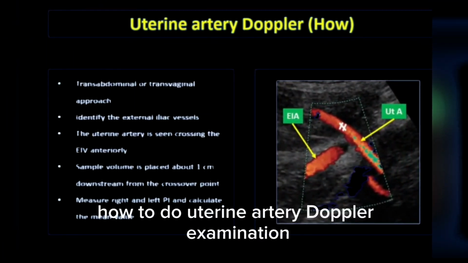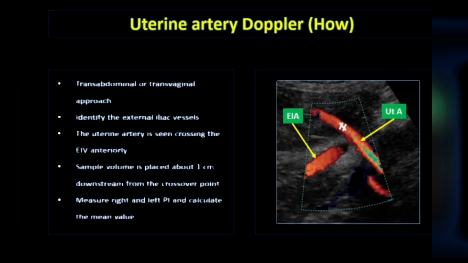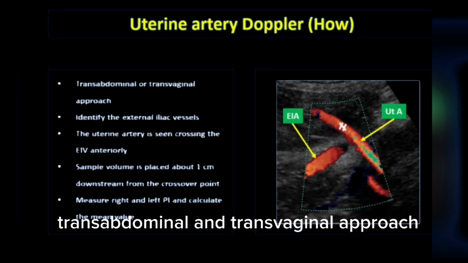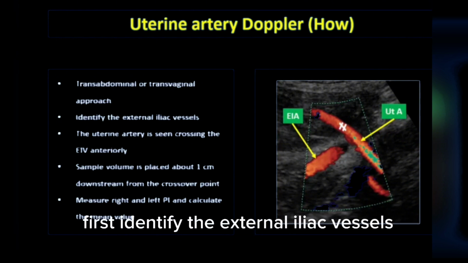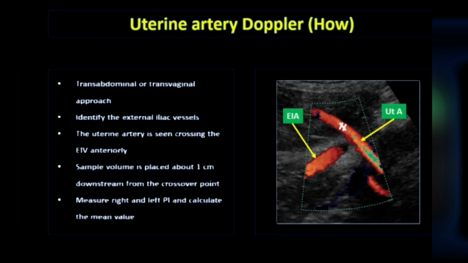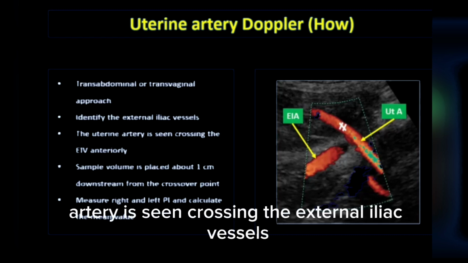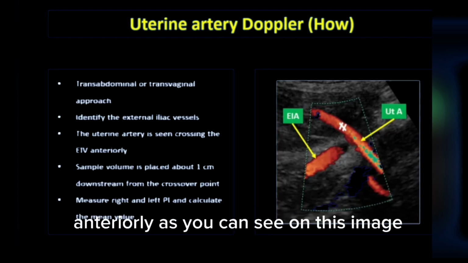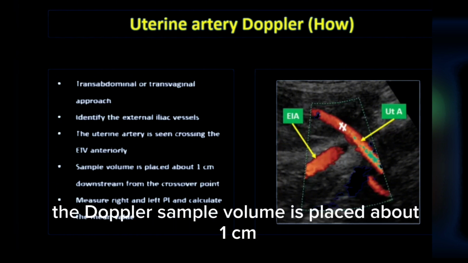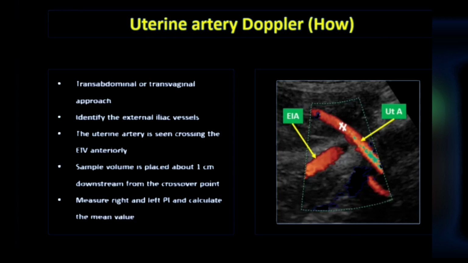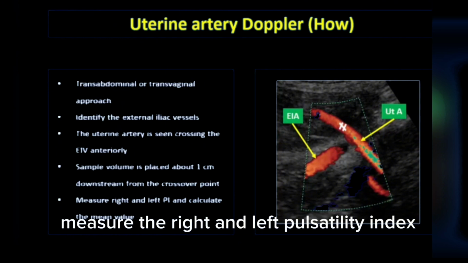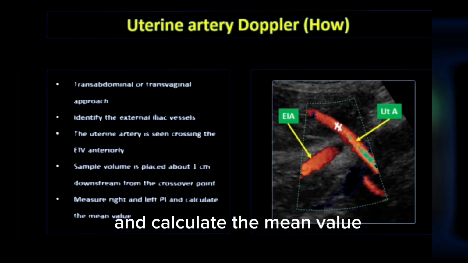How to do a uterine artery Doppler examination? There are two approaches: transabdominal and transvaginal. In the transabdominal approach, first identify the external iliac vessels. The uterine artery is seen crossing the external iliac vessels anteriorly, as you can see on this image. The Doppler sample volume is placed about 1 centimeter downstream from the crossover point. Measure the right and left pulsatility index and calculate the mean value.